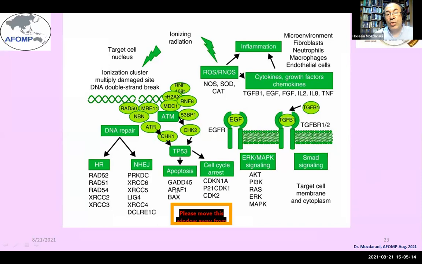We have genes in the apoptosis pathway. We have genes in the cell cycle arrest pathway. We have genes in the signal transduction and inflammatory pathway, such as different interleukins, TNF and TGF, and so on. Either a gene or groups of genes can be considered as biomarkers for radiation response of tumors.